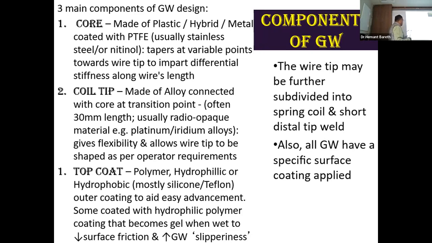And finally, the top coat. As I said, it could be uncoated, which is generally not used, because if you use an uncoated wire, then there is a tendency to form thrombosis. So you don't really want that to happen. So normally you have a coating, which is silicone or Teflon, which is biocompatible and does not allow thrombus to form. Or the point of a hydrophilic coating is that whenever it comes in contact with water, it becomes a gel. And once it becomes a gel, it becomes very soft.